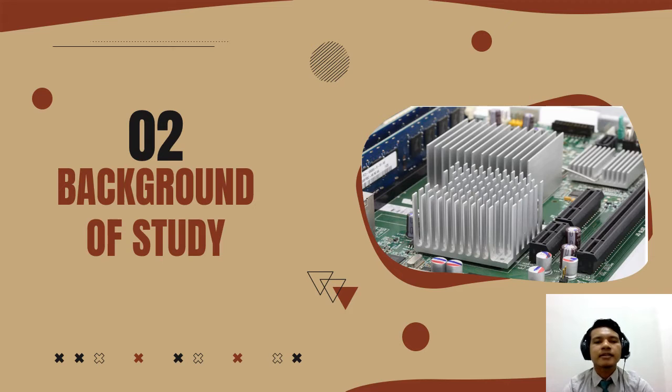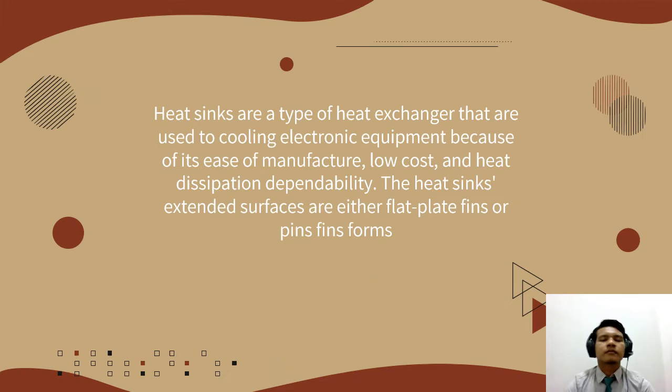Second section is background of study. Heat sinks are a type of heat exchanger that are used for cooling electronic equipment because of its ease of manufacture, low cost, and heat dissipation dependability. The heat sink's extended surfaces are either flat plate fins or pin fins.